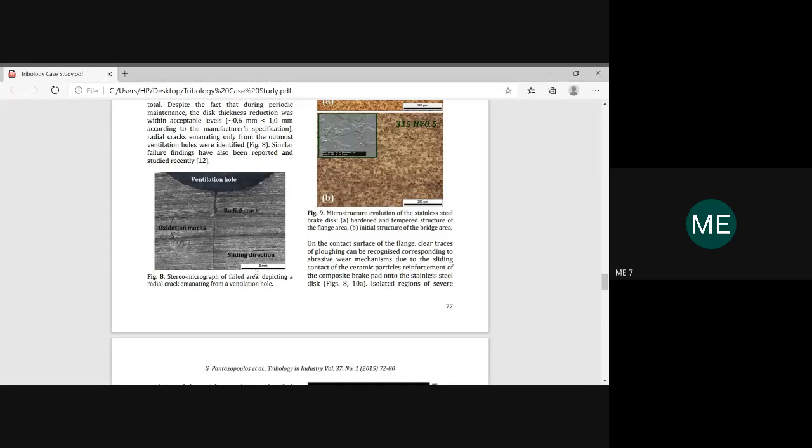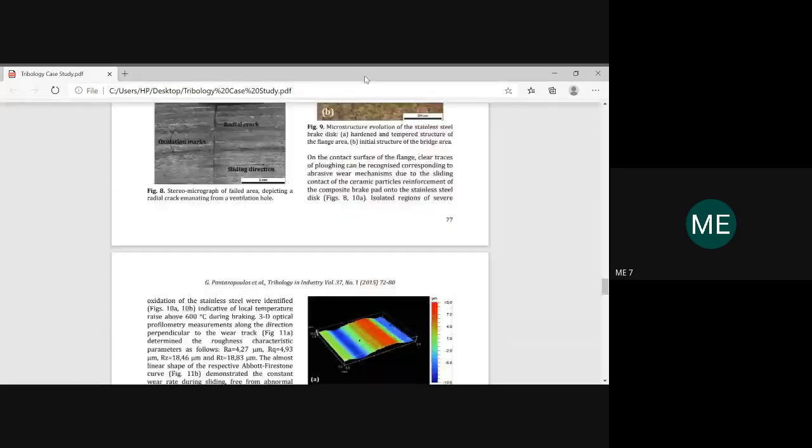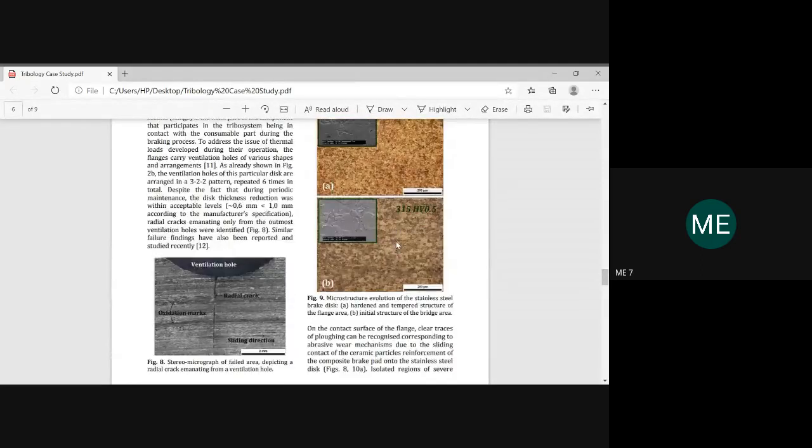This is the sliding direction in which the material is sliding, due to which the crack has been generated due to the wear. Everything has been shown here, and this material is again responding to the external stimuli of the atmosphere, and hence the oxidation marks are also shown. They were studying the brake plate or brake disc made of stainless steel material, and hence they have checked the hardness level and the tempered structure across the contact area.